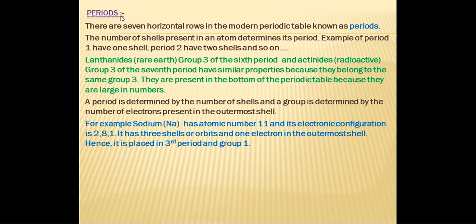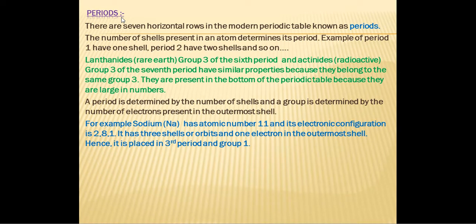Next topic is periods. So what are periods? In the modern periodic table we have 7 horizontal rows, and these are known as periods. The horizontal rows in the modern periodic table are called periods. 18 groups are there and 7 periods are there. You have to remember that thing.